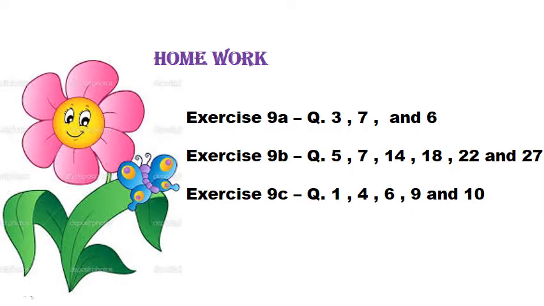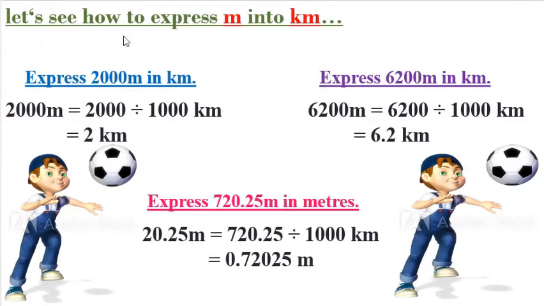Children, can you try this? Okay, then let's see how to express meters into kilometers. When you are going to express 2000 meters into kilometers, you have to divide by 1000. So 2000 divided by 1000, the answer is 2 kilometers.